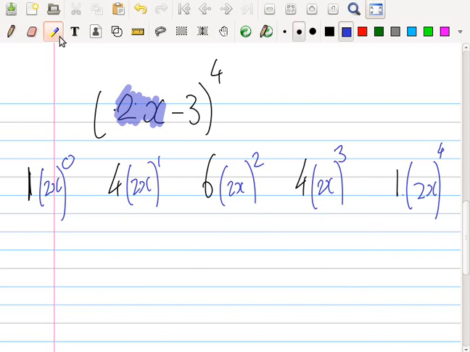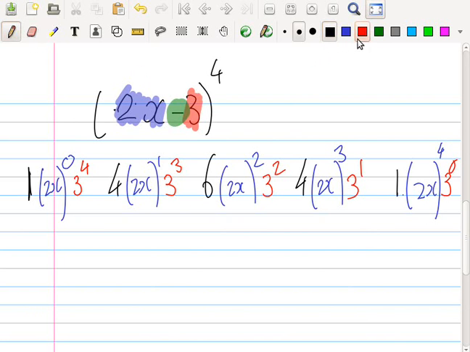Okay. Next, I look at here. That's a 3. So I put in all my 3s. 3, 3, 3, 3, and 3. Okay. Now, if I use 0 here, what power do I need here? 4. So 4, 3, 2, 1, and 0. Next, and finally, I look at what's in the middle. It's a minus.